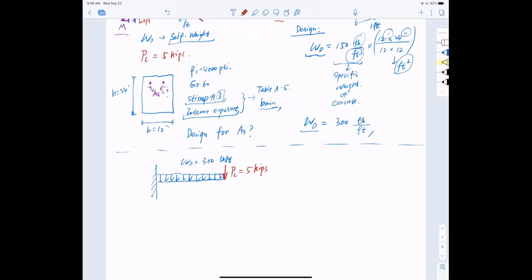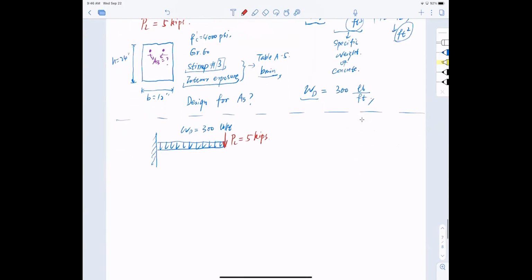5 kips. And that's what I have. But now with this, I do not necessarily get my applied moment Mu here. Remember, Mu equals 1.2 dead moment plus 1.6 live moment. So I need to decompose this too, right? So this equals a distributed load only, constant moment, plus live load only, constant moment, right?